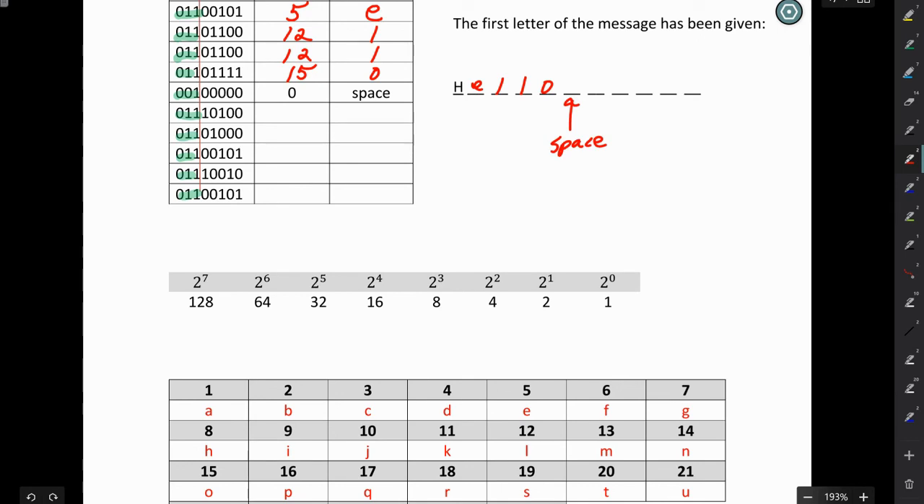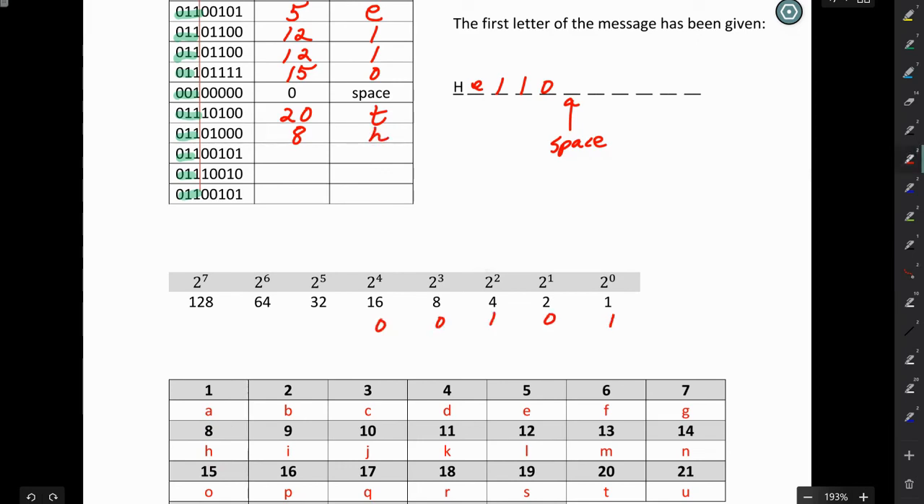All right, the next number we have is 10100. So 16 plus 4, that gives us the number 20. If we look in our table, the number 20 is associated with the letter T. The next number we have is 0, 1, and all zeros. And that's the number 8. 8 is associated with letter H.